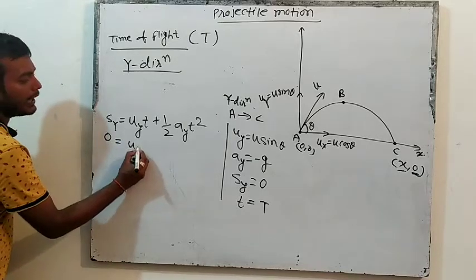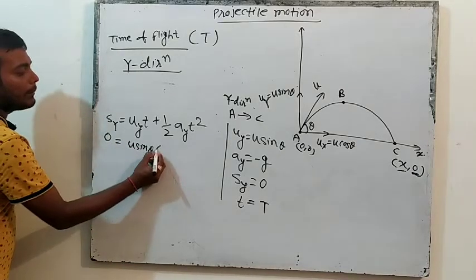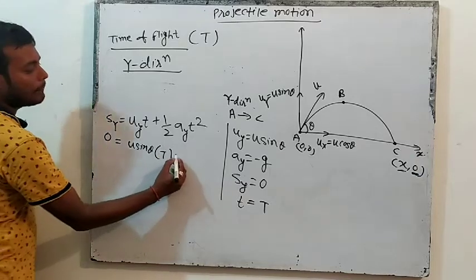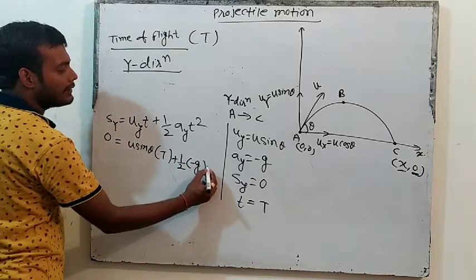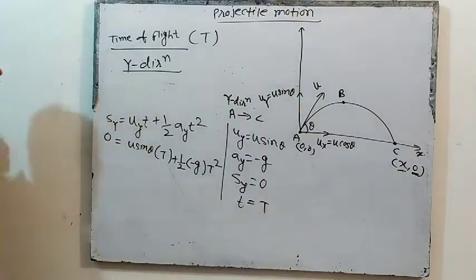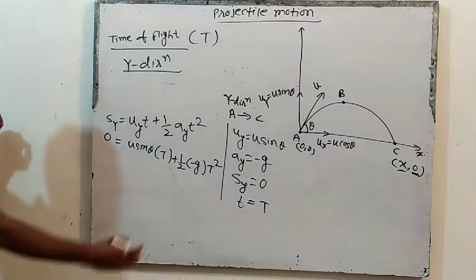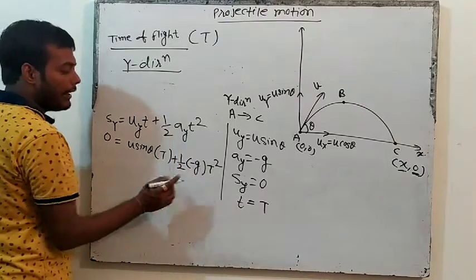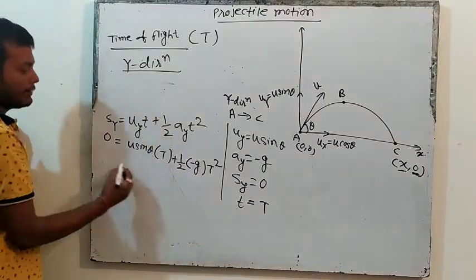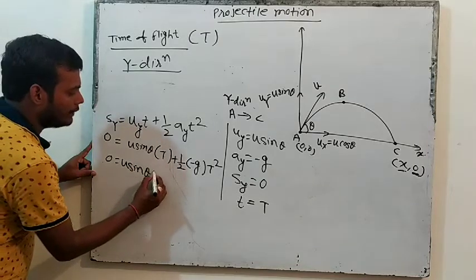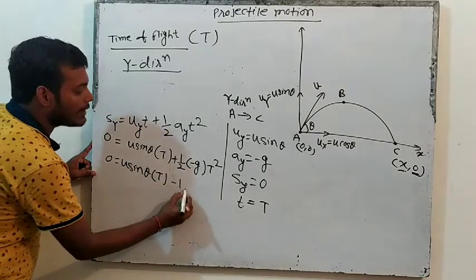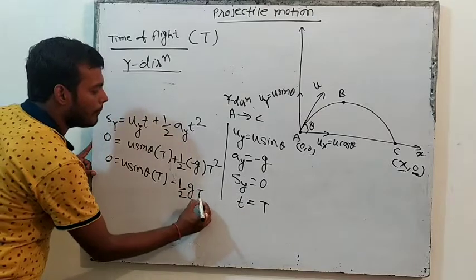Uy is how much? U sin theta. Time of flight we will add as capital T, plus half, acceleration in y direction is minus g, and time of flight is capital T squared. Is it correct? Now this term, plus into minus will be minus. So can we write 0 is equal to u sin theta into t minus half g t square? Plus into minus will be minus.